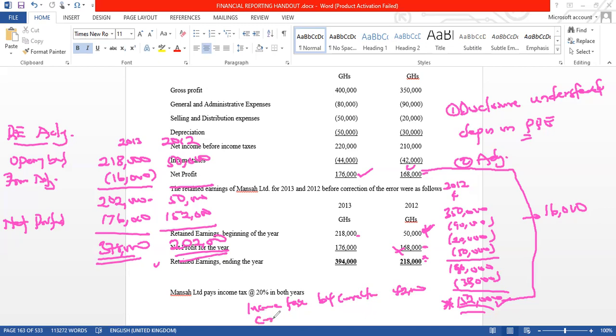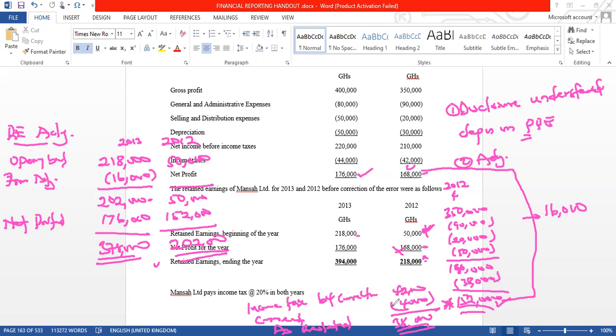Now, the correct amount that we did is actually 4,000. And the new tax figure as restated is giving us 38,000. All right, so that is what you need to know, and that is what we go through. And all right, so that is all about IAS 8.